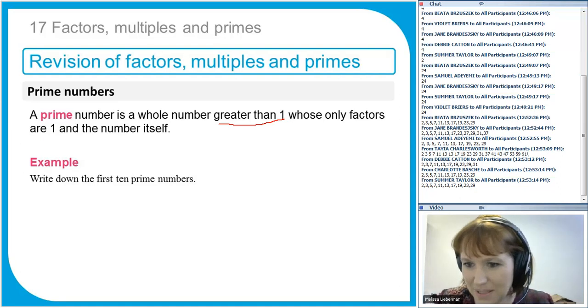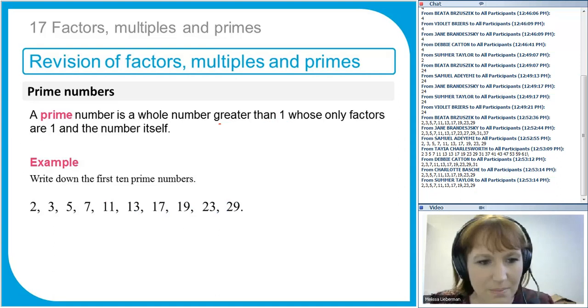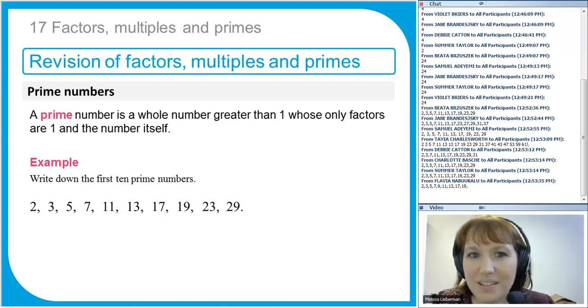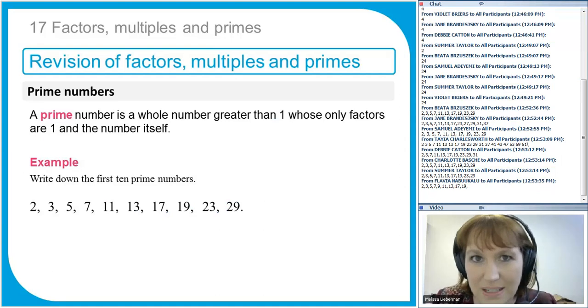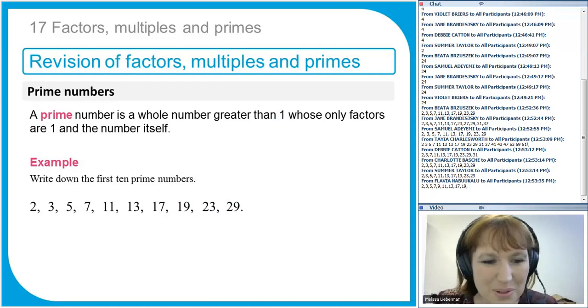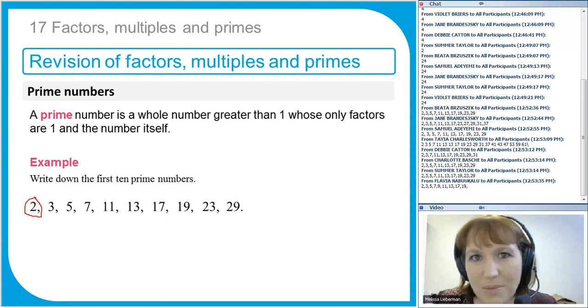Let's see, Summer, if you're right, and Charlotte, let's have a look. So the first 10 prime numbers: 2, 3, 5, 7, 11, 13, 17, 19, 23, 29. Don't make the mistake of thinking that because a number is odd it's prime. For example, 15 is an odd number, but it's not prime because it's divisible by 3 and 5. The only even prime is 2. All prime numbers are odd except for 2, but not all odd numbers are prime numbers.